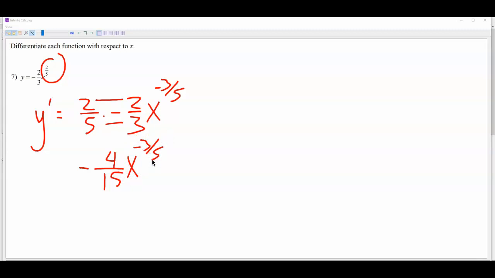Now, this answer is fine, and I've seen my software write the answer like this, but just to show you some different ways this answer can be written, I've also seen my software write it like this, where it puts that x to the 3/5 in the bottom since it was a negative exponent.